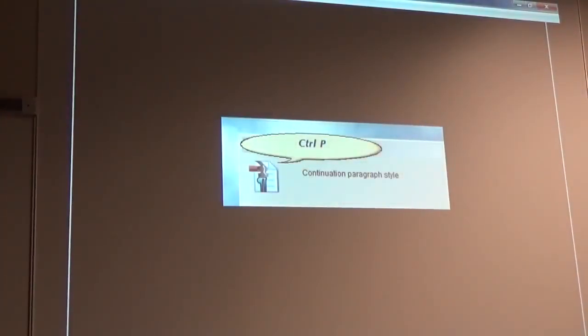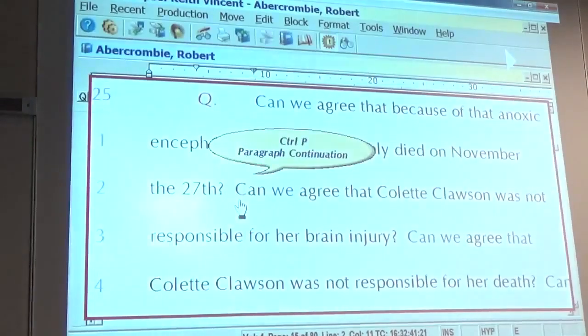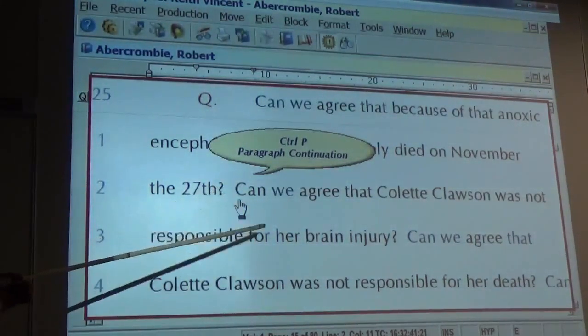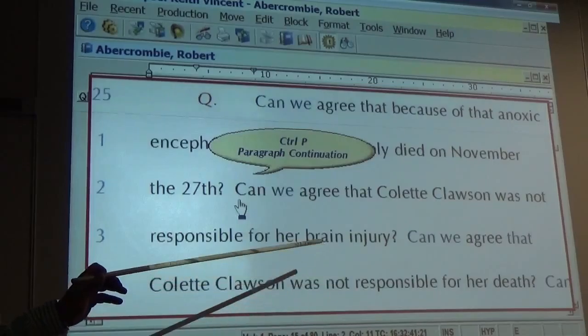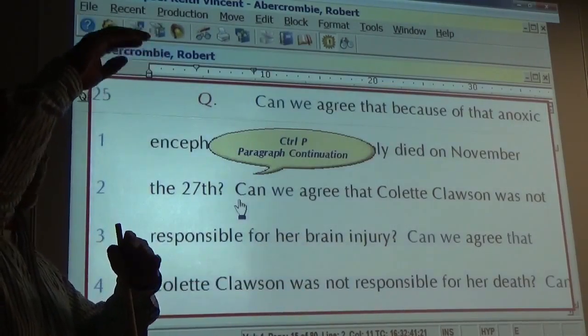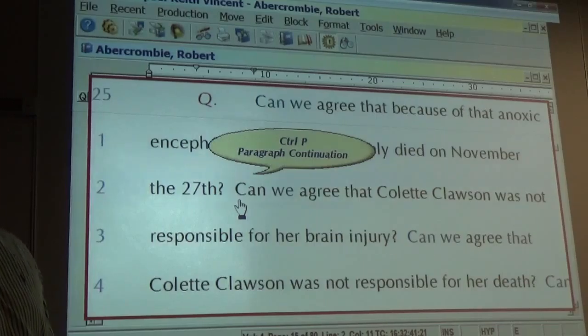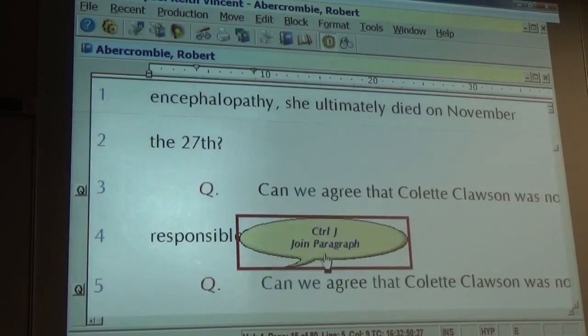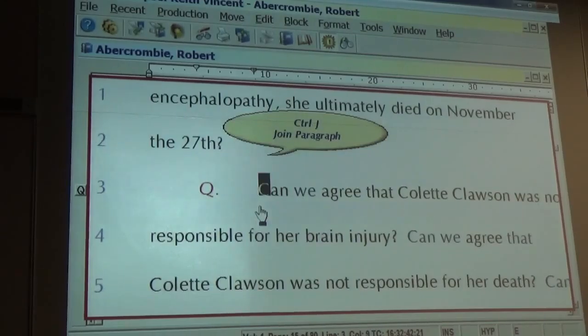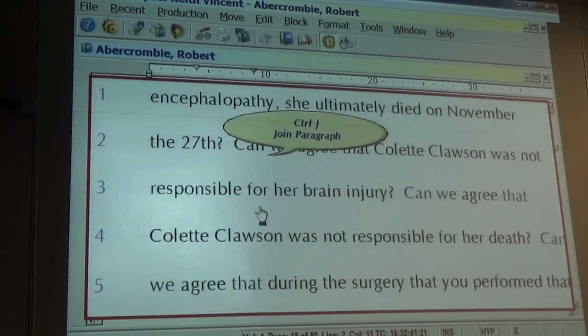Control P for paragraph continuation, and Control J for join paragraphs. Here, the speaker paused for a long time and then continued. Control P. And that's what I told you guys about joining a paragraph. So when you have two different paragraphs and you want to join them, it's Control J, join, and Control P for paragraph continuation. Again, however, sometimes you want to join paragraphs. Then the command is Control J, to join this paragraph to the previous one. You see how it did that?